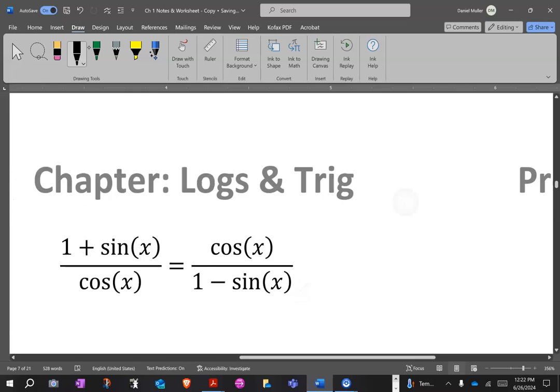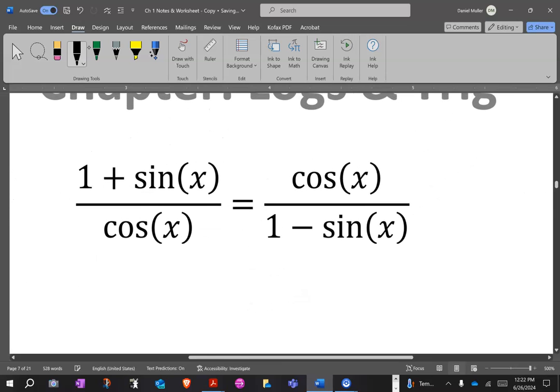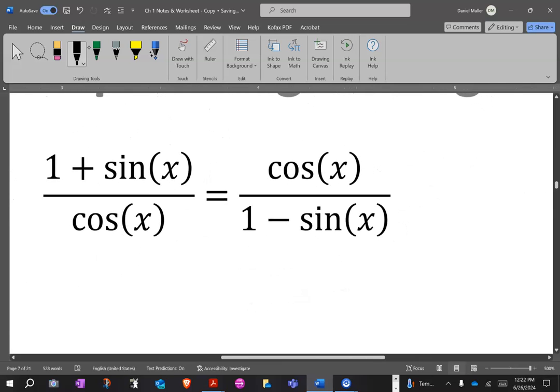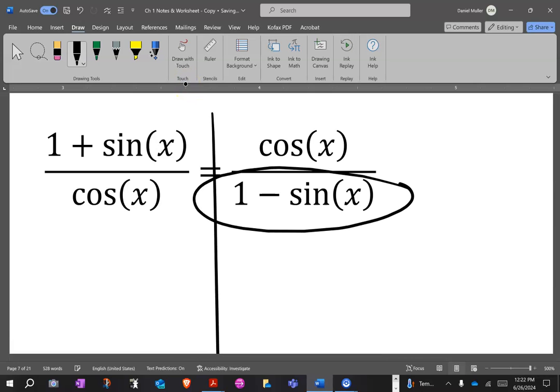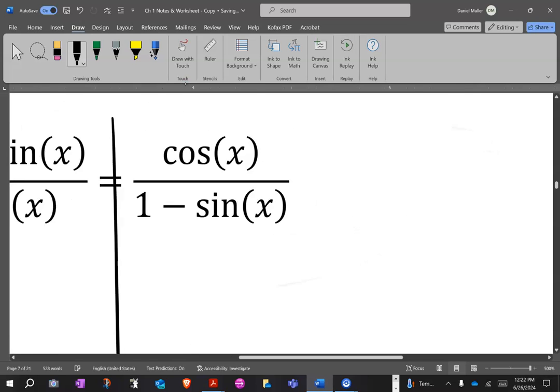I don't know if I can have, let's see. This might work. We'll see if I can give this a shot. This is the one where you can see it. You've got 1 minus sine. The conjugate of 1 minus sine is up there, 1 plus sine. And usually you'll see that. So let's give it a shot.